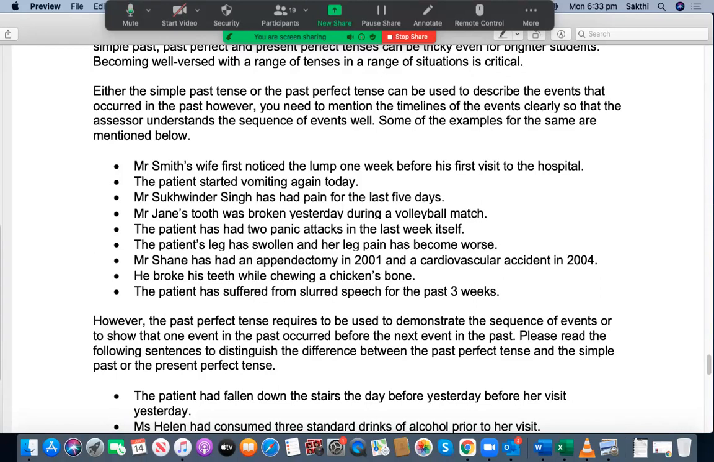So he broke his teeth while chewing a chicken's bone. The patient has suffered from slurred speech for the past 3 weeks. Don't say "since the past 3 weeks." That's wrong. It's "for the past 3 weeks."